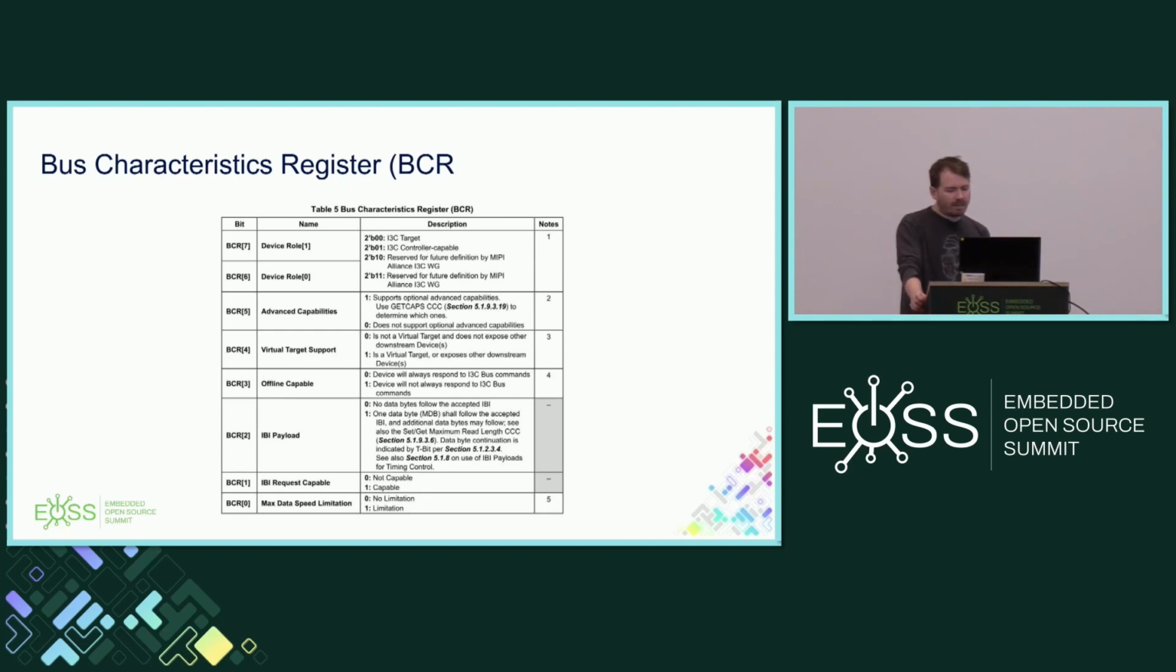There's also IBI payload. This defines if it is capable of issuing an IBI. There's even another bit that will define if the IBI will come with a payload that will contain data with it as well. And also, some devices may have a max data speed limit. So if there is a limitation, it's up to the controller to go out and read what's your max speed, for example, which can be 10 megahertz, 8, 4, or 2 megahertz. And it's up to the controller to then make note of that when it's addressing it.